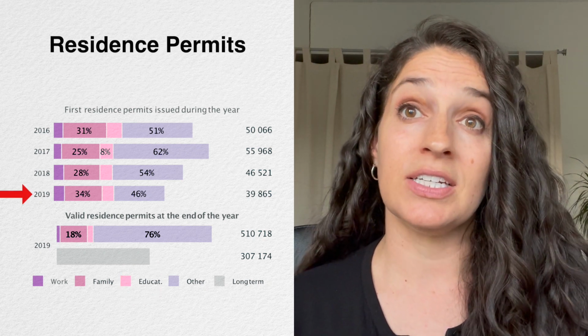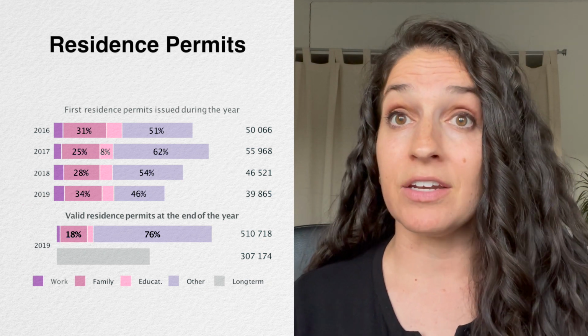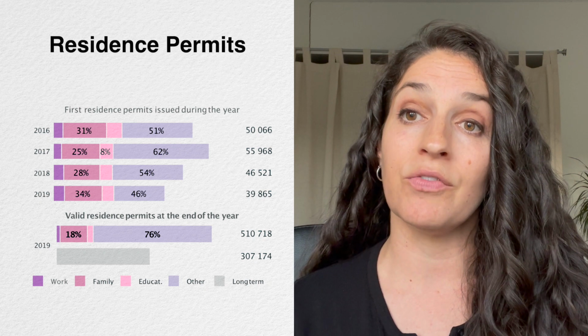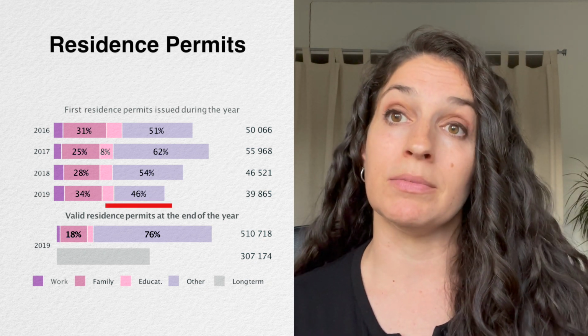And in 2019, with regard to all the valid residence permits at the end of the year, we can see that the majority of the valid residence permits at the end of the year in 2019 were for other reasons than education, family, or work.